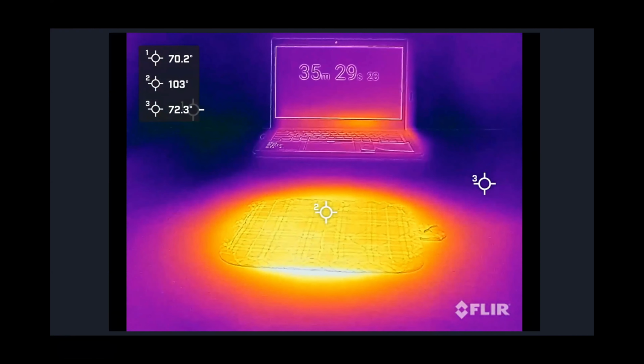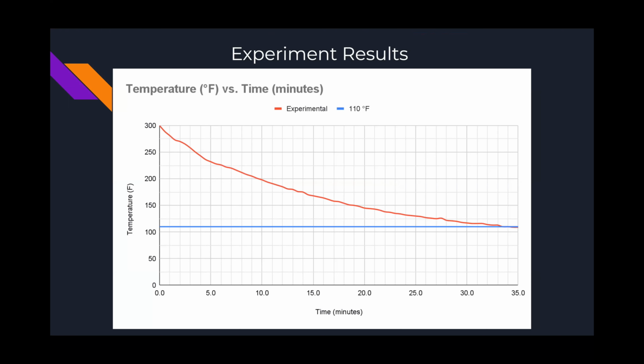Here you can see our temperature versus time graph showing the experimental results on how long it took for the oil to cool. As stated before, it took around 33 minutes and 30 seconds to cool to 110 degrees Fahrenheit, which we can see as the two lines intersect.